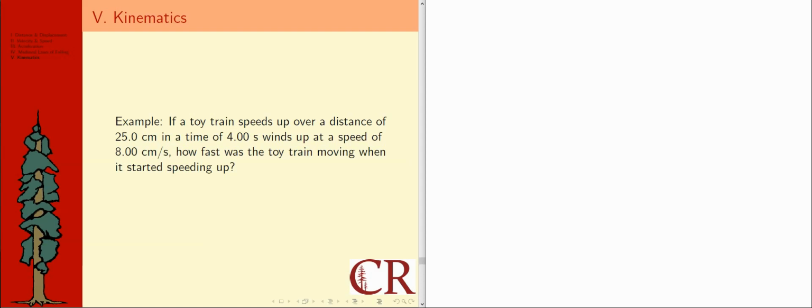If a toy train speeds up over a distance of 25 centimeters in a time of 4 seconds, winds up at a speed of 8 centimeters per second, how fast was the toy train moving when it started speeding up?